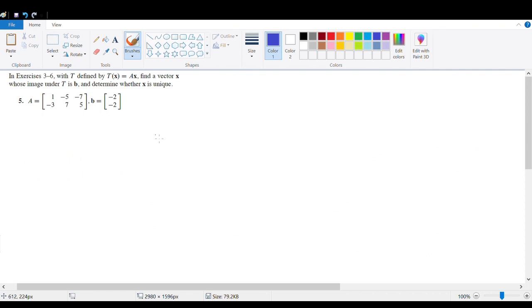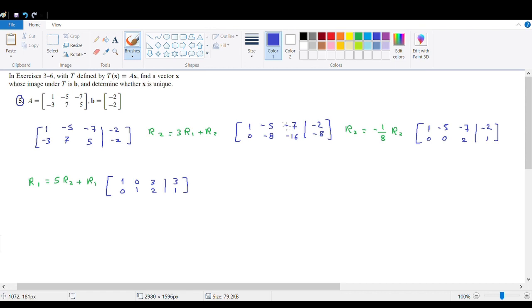Similarly, in exercise 5, we are given the matrix A and we are given the vector b. We need to find the vector x whose image under T is b, and we need to determine if x is unique. So also we'll do row operations for this matrix and see if x is unique or it has many solutions. After row operations we get this matrix. From here it is clear that x1 is equal to minus 3 x3 plus 3, x2 is equal to minus 2 x3 plus 1, and x3 is equal to x3.